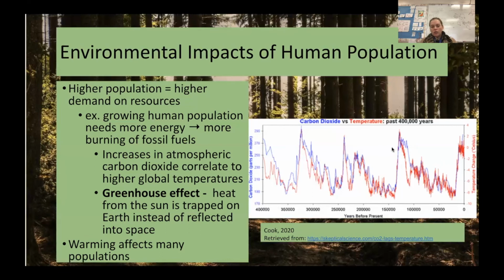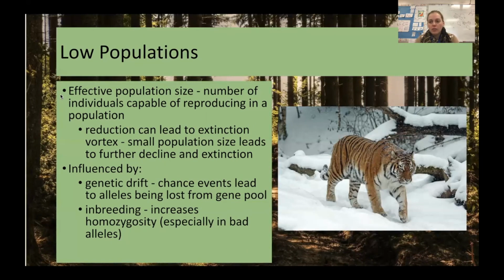And now on this graph, you can see it only goes up to 290, we'll say 300 parts per million. We're currently over 460. So you can imagine how much higher this red line is going to go. When a population gets very low, the chances of it going extinct become high.